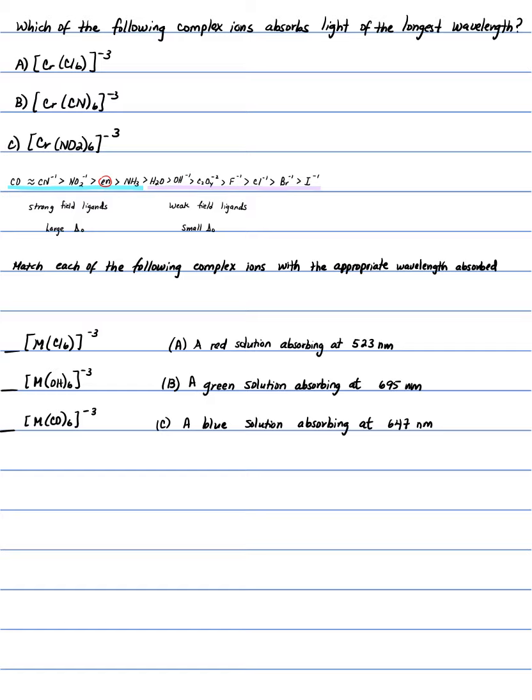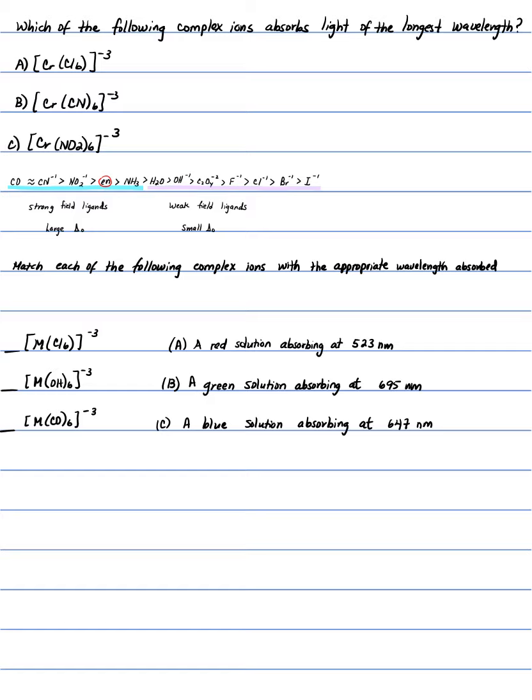So I have here two problems for you to solve. The first one is asking you which one out of the three complex ions that you have listed there will absorb light of the longest wavelength. Okay, so which one is absorbing light of the longest wavelength? You have to relate wavelength with energy and amount of energy with the splitting depending on the ligands that you have. Now for the second one, you are matching.